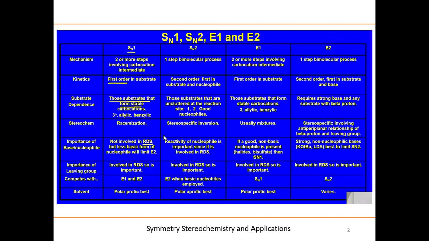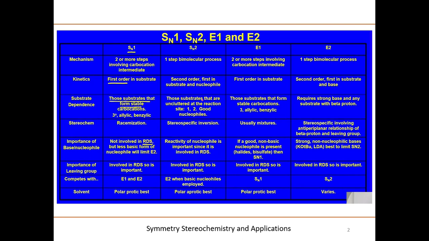While talking about the SN2 reaction, it's a one-step reaction and a bimolecular reaction, because the rate depends on both the concentration of alkyl halide as well as the concentration of nucleophile. That's why it's a bimolecular reaction, and it's a second order reaction: first order in substrate and second in nucleophile. As I told you, the rate depends on both the concentration of substrate as well as nucleophile.